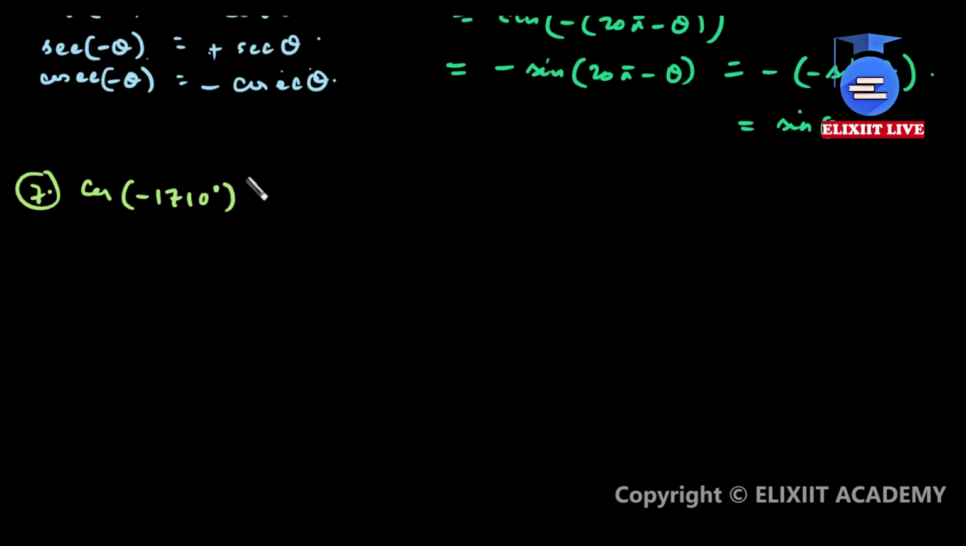Root 3 by 2. Now root 3 by 2, forget it. Root 3 by 2 is wrong. Yes, 0. Let's verify.